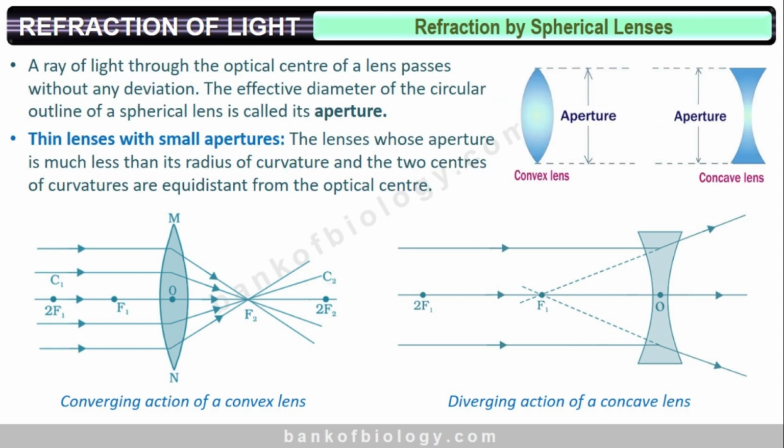A ray of light through the optical center of a lens passes through without any deviation. The effective diameter of the circular outline of a spherical lens is called its aperture. Thin lenses with small apertures are lenses whose aperture is much smaller than its radius of curvature, and the two centers of curvature are equidistant from the optical center.